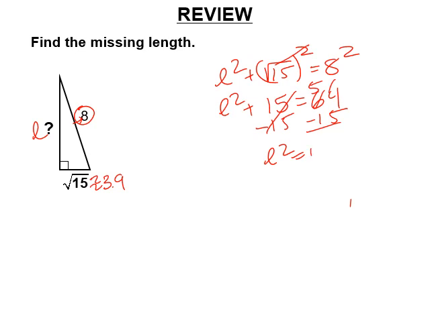L squared equals 49, so L equals 7. Make sure that the hypotenuse, the side opposite the right angle, is the biggest number. 8 is bigger than 7 and bigger than the square root of 15, which is around 3.9.